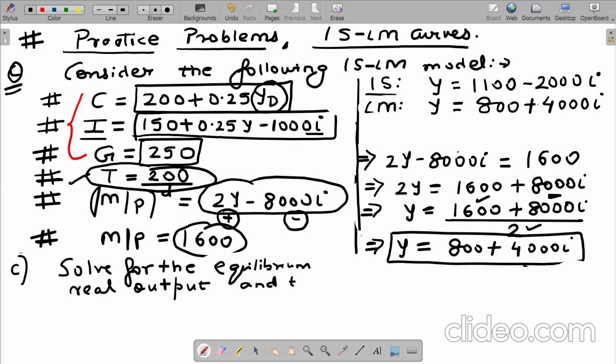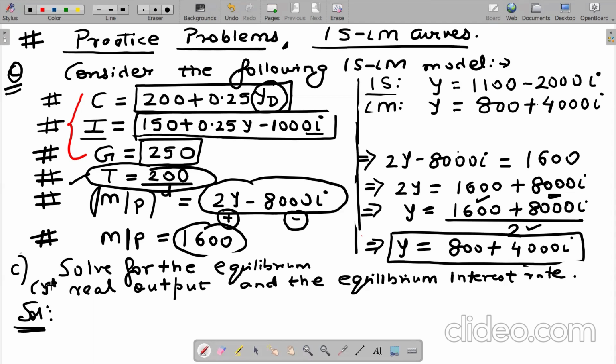And the equilibrium interest rate. Solve for the equilibrium real output and the equilibrium interest rate. So what the next part asks us: I need to find out Y star and I star basically. Real output, equilibrium real output is Y star, and equilibrium interest rate is I star.